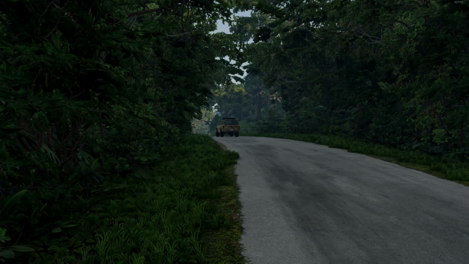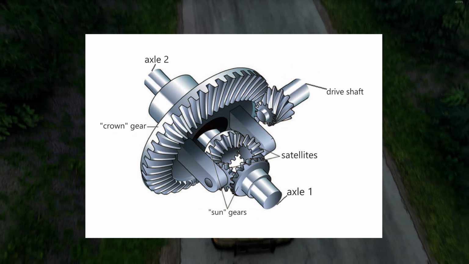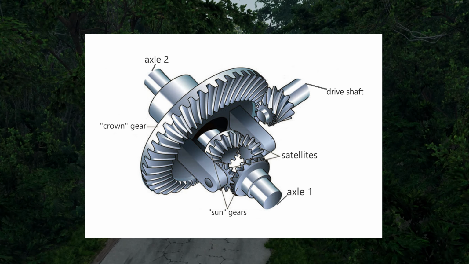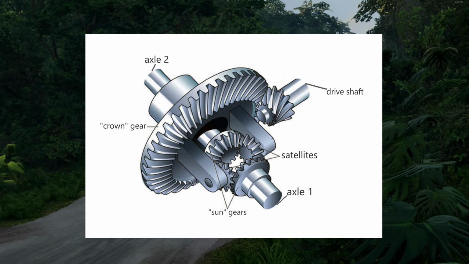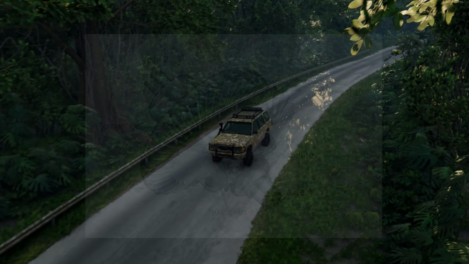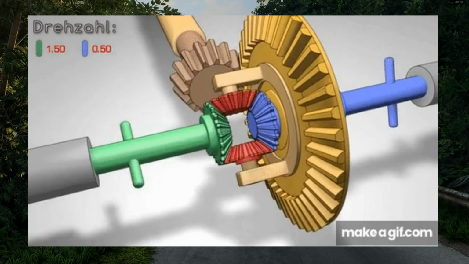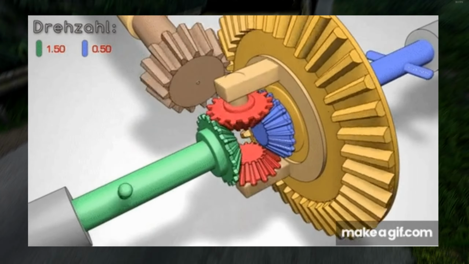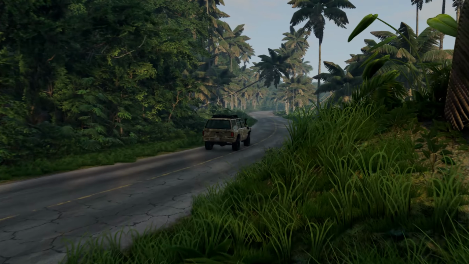Let's move on to the types and structure of differentials. Well, as we remember, the structure of a standard differential is a crown gear, satellites are fixed on it, and the sun gears interact with the satellites, which are fixed on the wheel axis. When one wheel receives a higher load than the other, the satellite gears begin to spin, and thereby send less torque to the wheel with the higher load. In general, the principle of operation of all differentials is based on this mechanism.